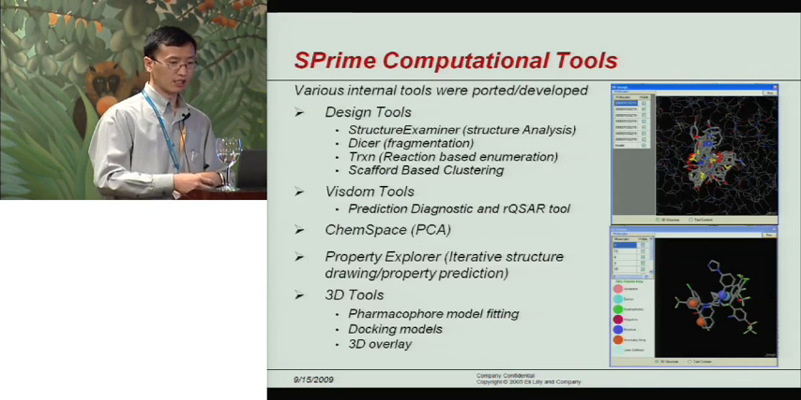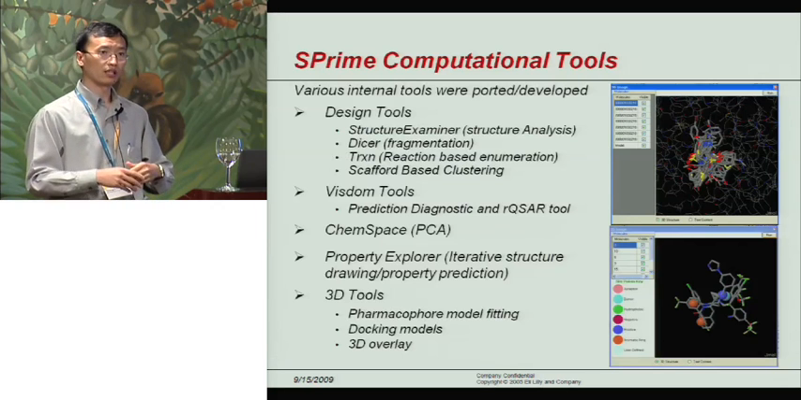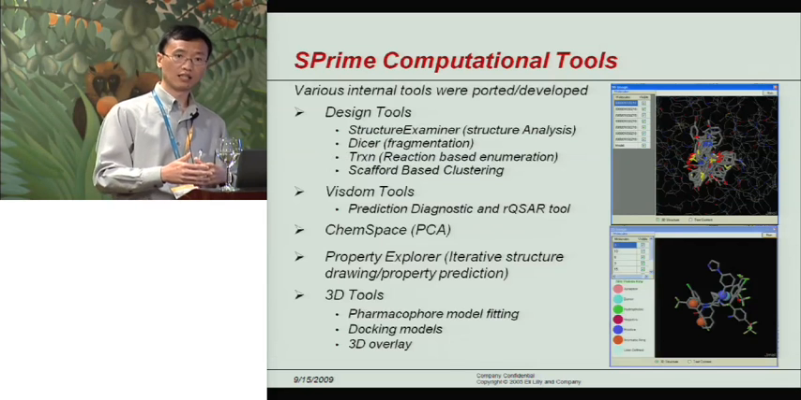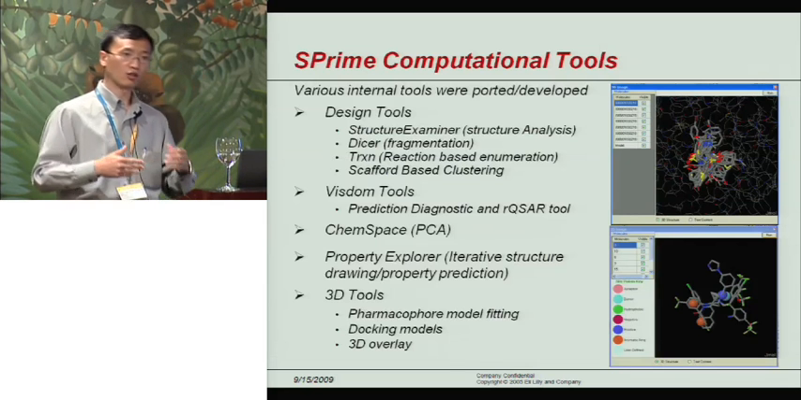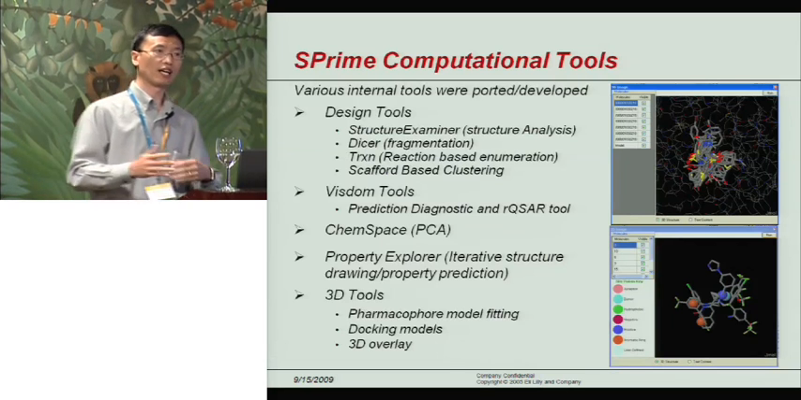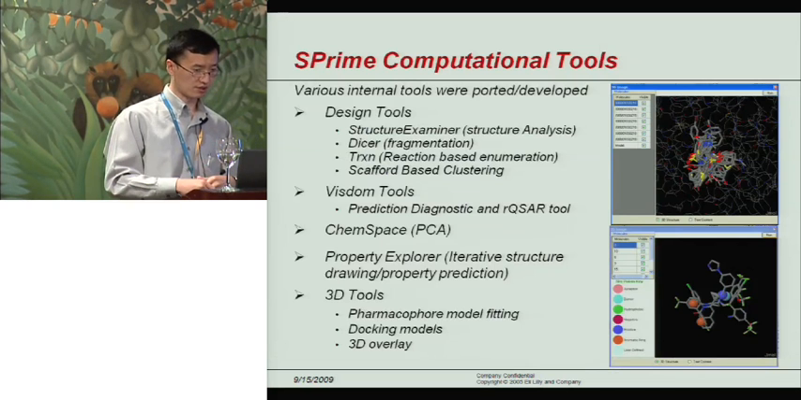Property Explorer actually uses Marvin Sketch as part of the interface. It really allows chemists to iteratively draw a compound and make a prediction, then draw another compound and make a prediction. It's basically an immediate feedback mechanism, so they can gradually optimize their structure.